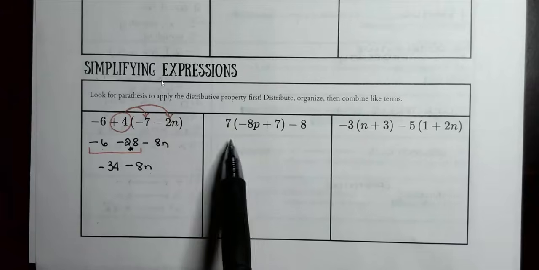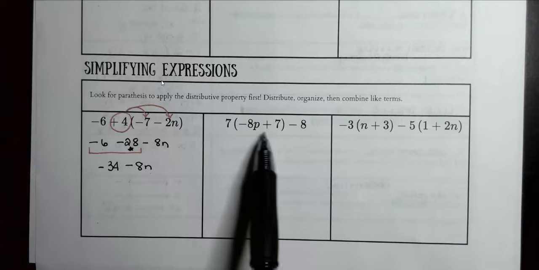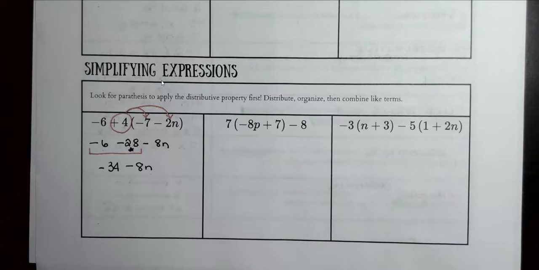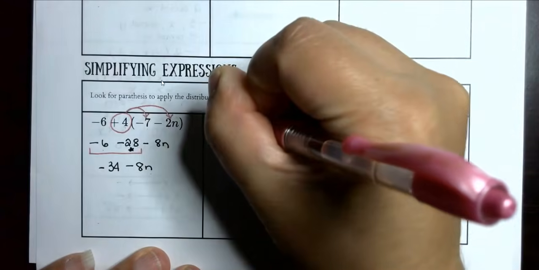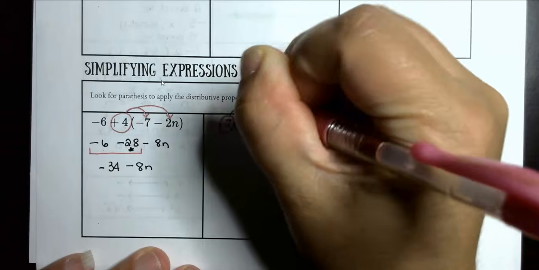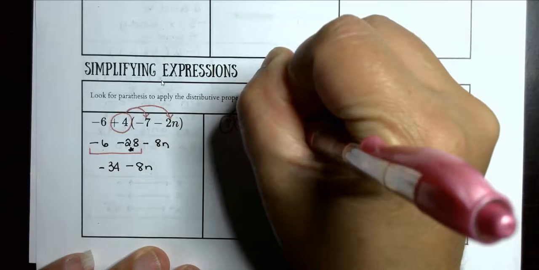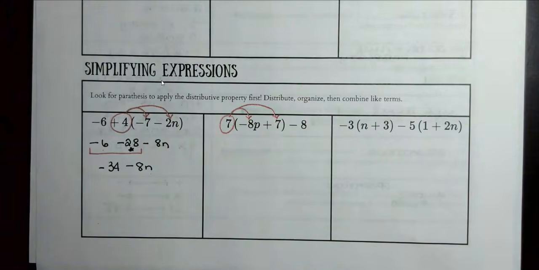So when you take a moment to look at this one right here, you're going to notice we have a set of parentheses. We want to do that first. So we want to multiply first. So I'm going to circle the 7 because the 7 is going to get multiplied by the -8. It's going to get multiplied by the 7. And so we're going to multiply.